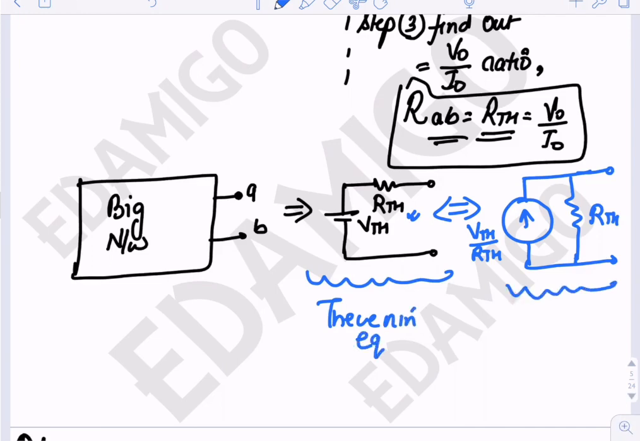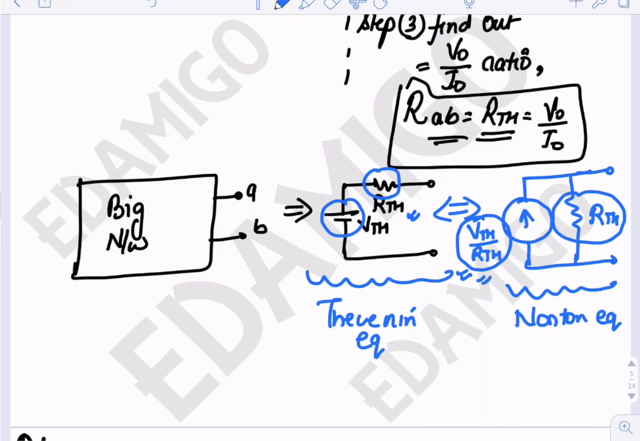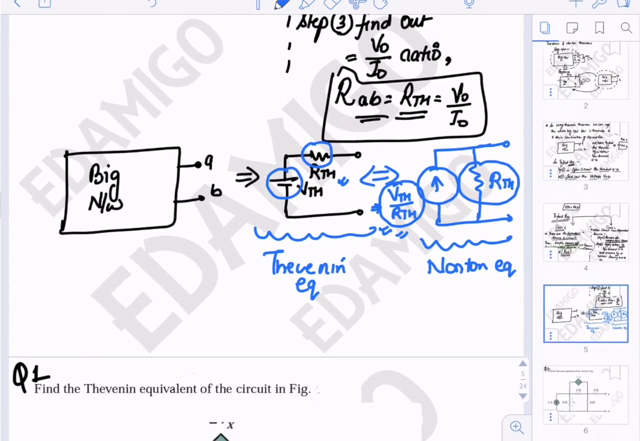And this is the Norton equivalent. This is called the Norton current. This is called the Thevenin voltage and Thevenin resistance. This is called the Norton current and the Norton resistance. We can see that the Norton resistance and the Thevenin resistance are exactly the same. And we can see that the Norton current is equal to the Thevenin voltage divided by the Thevenin resistance.